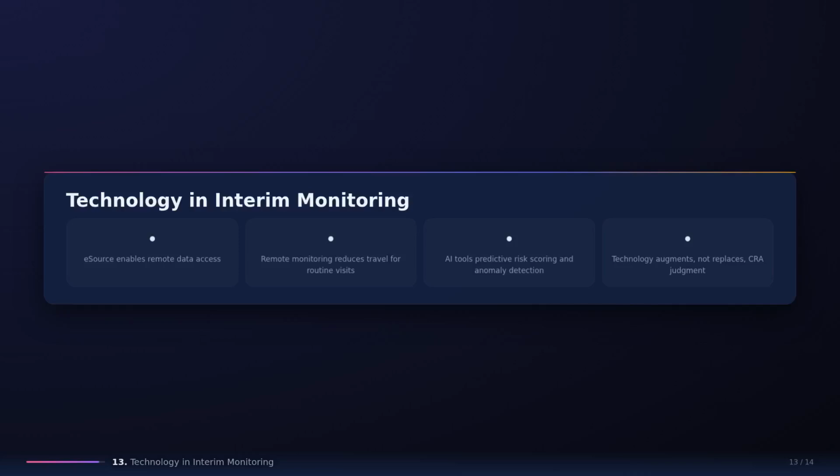Artificial intelligence and machine learning tools are emerging for predictive risk scoring, automated query generation, and detecting data anomalies that human monitors might miss. These technologies do not replace the CRA but enable them to focus their expertise where it adds the most value.